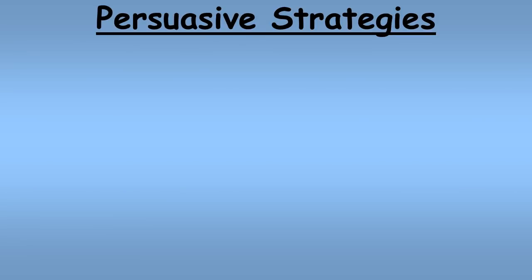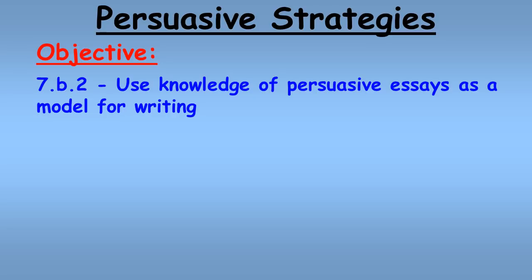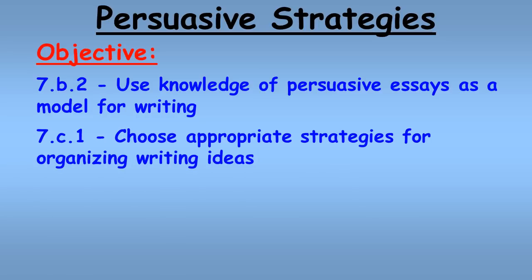Before we get to the meat of our lesson, let's begin by addressing our learning targets for today. That is, what we're trying to accomplish by taking these notes. There are two objectives that we're going to focus on today. Remember, do not write these down. They are for informational purposes only. The first objective, we want to be able to use knowledge of persuasive essays as a model for writing. And the second objective, we want to be able to choose appropriate strategies for organizing our ideas before writing.